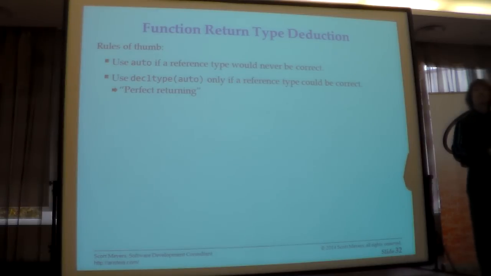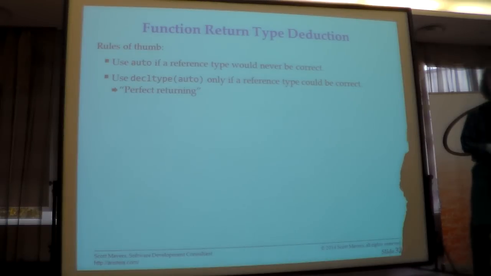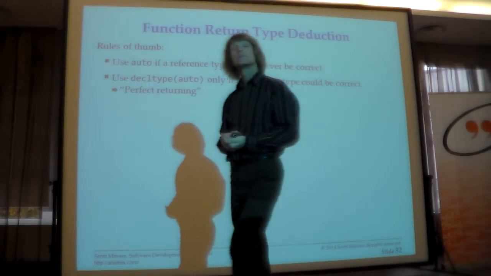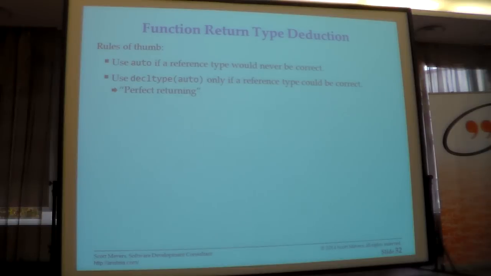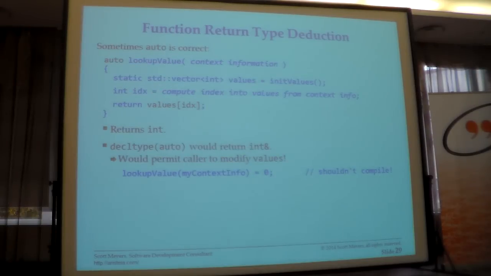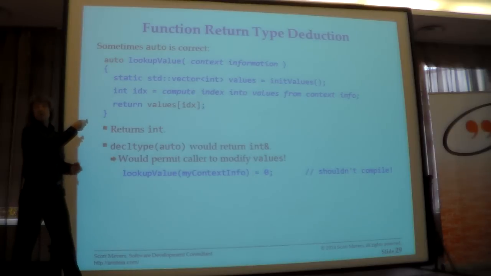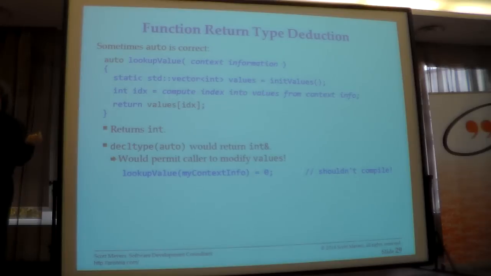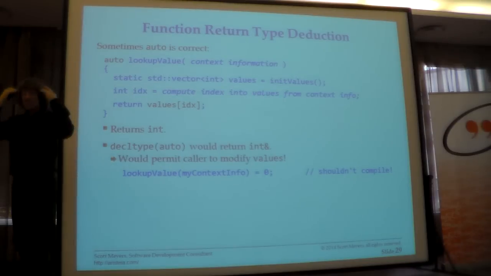Yeah? What is correct, or rather, what is an incorrect reference type? What do you mean by correct here? As an example, with this function here, lookupValue, as the designer of this function, I do not want to return a reference to my internal vector. I want this to always be a by-value return, as the designer of the function.